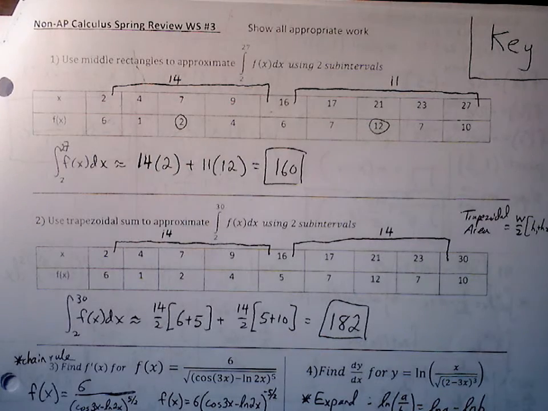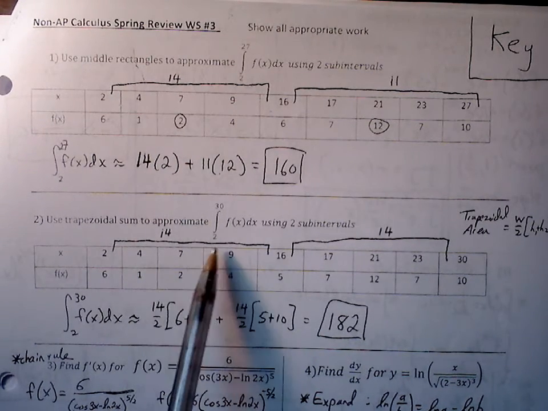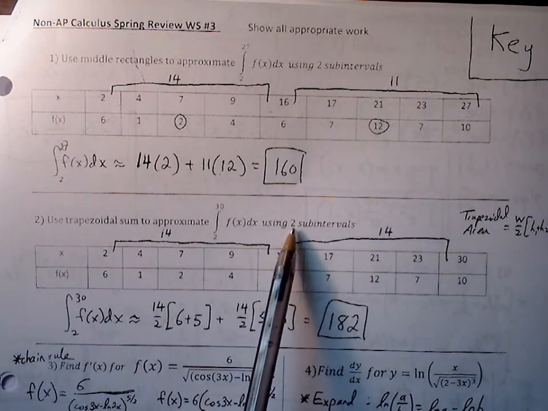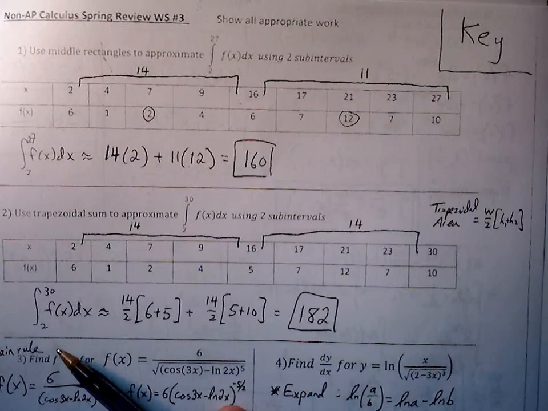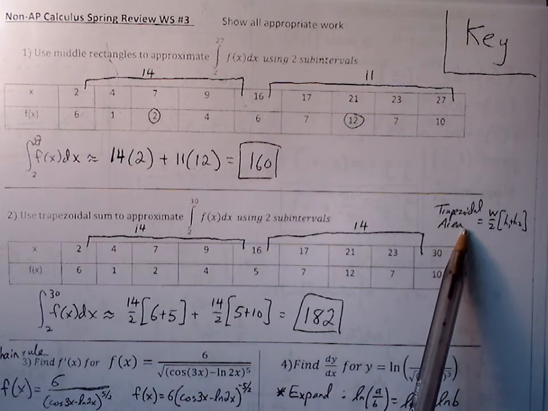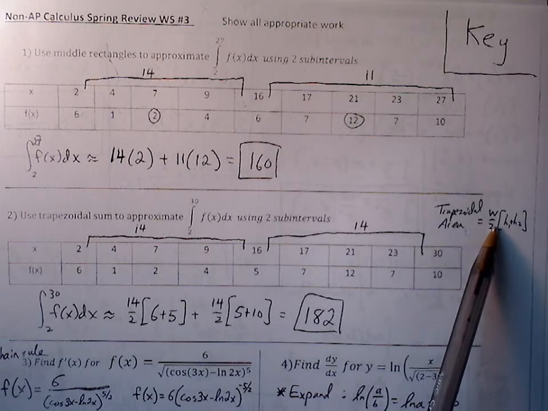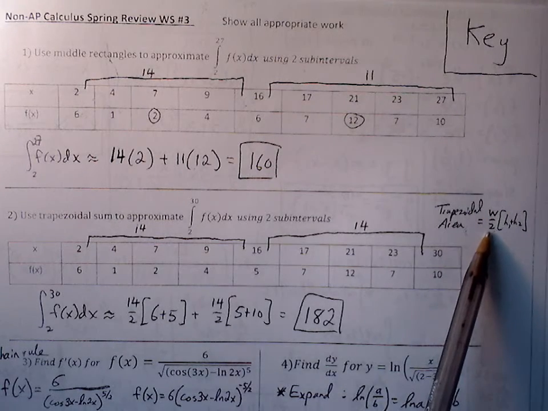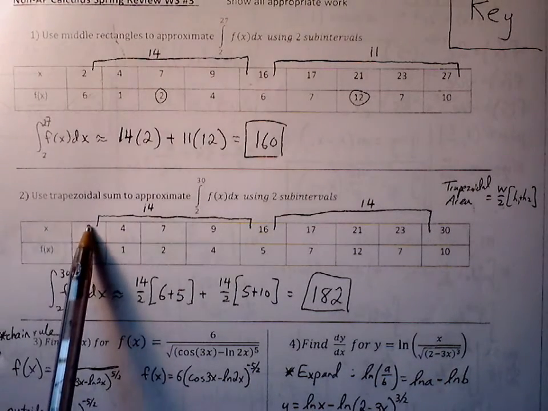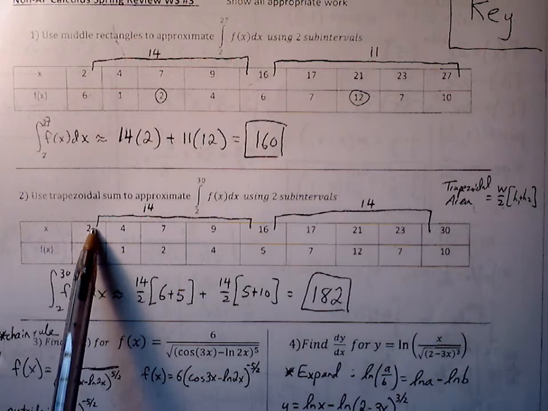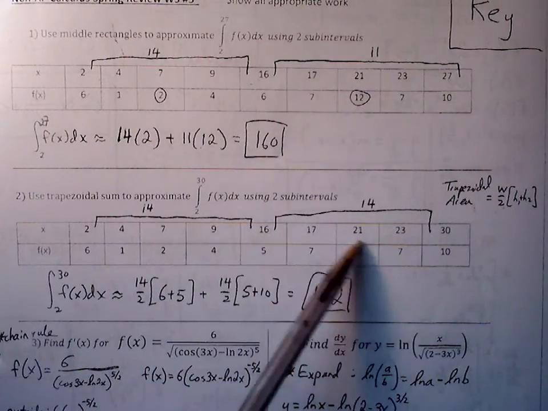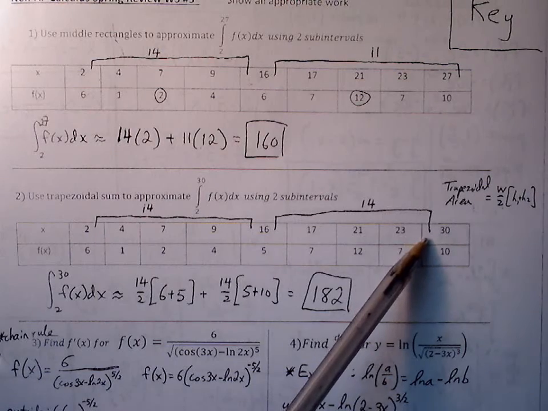Number 2, use trapezoidal sum to approximate the definite integral from 2 to 30 using two subintervals. So again, we want to use two subintervals, but now we want to use the trapezoid area formula, which is width over 2 times height 1 plus height 2. Now the width, we're going to find the same way. We're going to extend our subintervals, making sure that each subinterval sees the same number of ordered pairs. So 1, 2, 3, 4, 5, that's 5 ordered pairs, and then 1, 2, 3, 4, 5, again 5 ordered pairs.